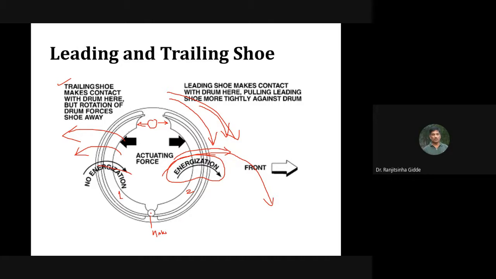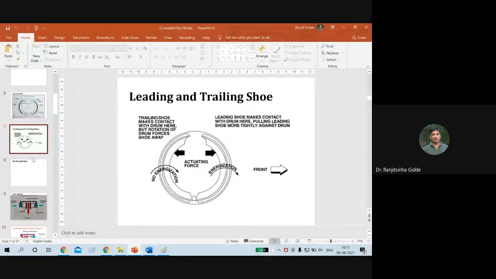That means the distance between the liner of this shoe and the drum increases, and with respect to this one there will be a tight grip, right? So that's why it is called energization. That's why in some automobiles this self-energizing principle is used by providing two brake shoes as shown in the figure.